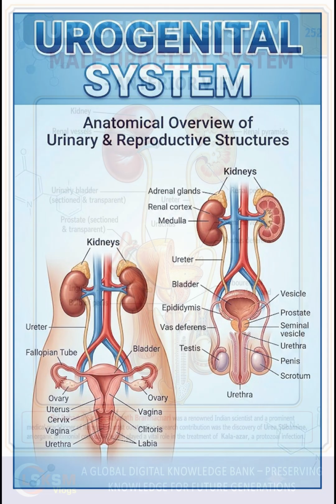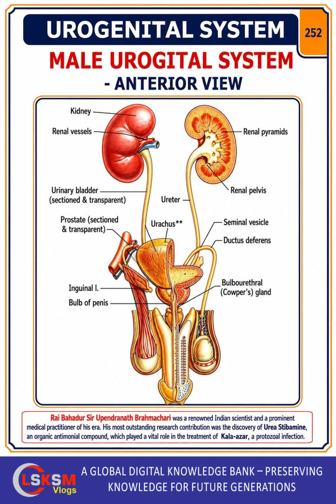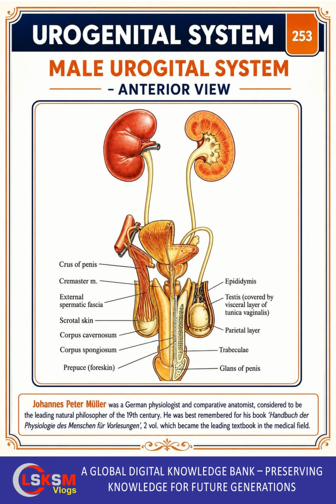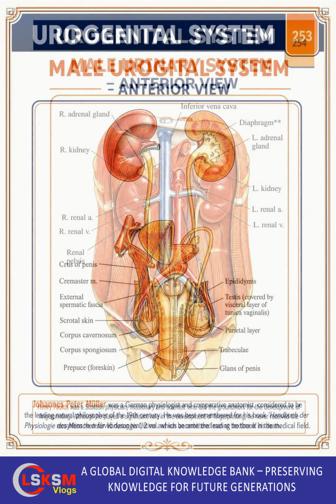Urogenital system. Male urogenital system, anterior view. Displays the male urinary and reproductive organs from the front. It shows how these systems work together in excretion and reproduction. Highlights the bladder, urethra, prostate, and reproductive organs. This view explains their anatomical arrangement and functions.